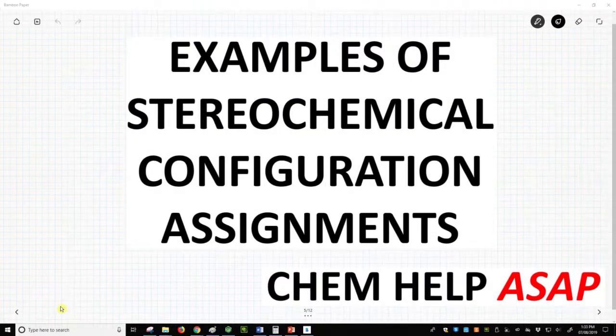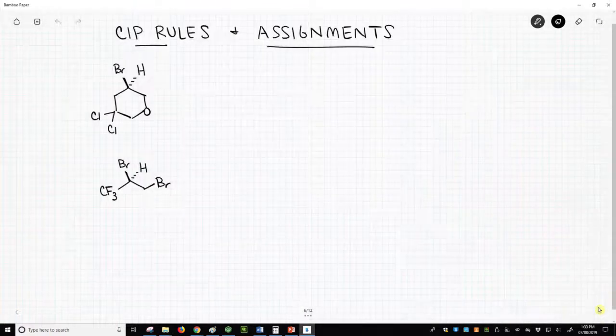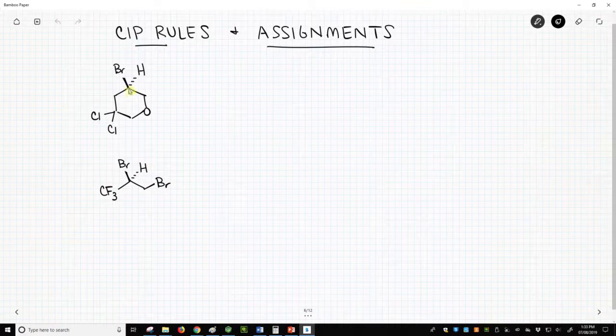We're going to do a couple quick examples of how we assign stereochemistry using Cahn-Ingold-Prelog rules. So here are two molecules. I've tried to make it clear where our key stereocenters are. That carbon is attached to 4 different groups. It is a chiral carbon and we need to assign it as R or S.